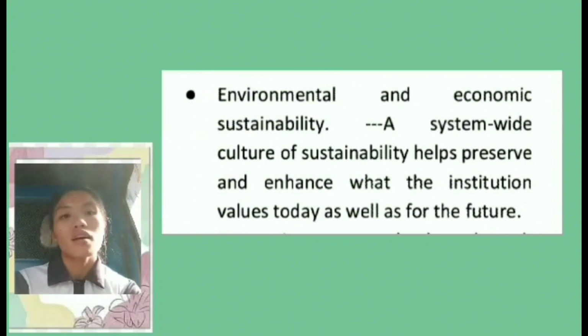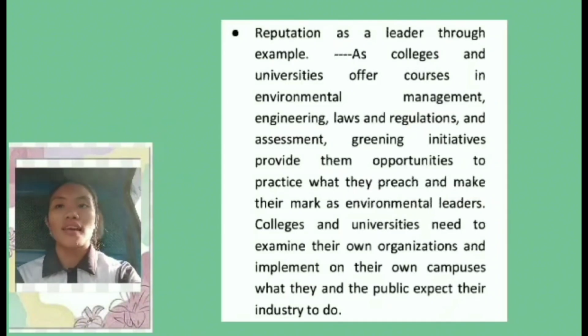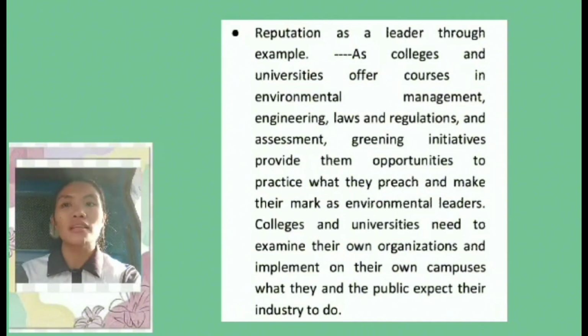So, of course, the main purpose of environmental and economic sustainability is to enhance what their institution values for today as well as for the future. Then the second significant benefit of green initiatives in the long run is the reputation as a leader through example. As colleges and universities offer courses in environmental management, engineering, laws and regulations, and assessment, greening initiatives provide them opportunities to practice what they preach and make their mark as environmental leaders.